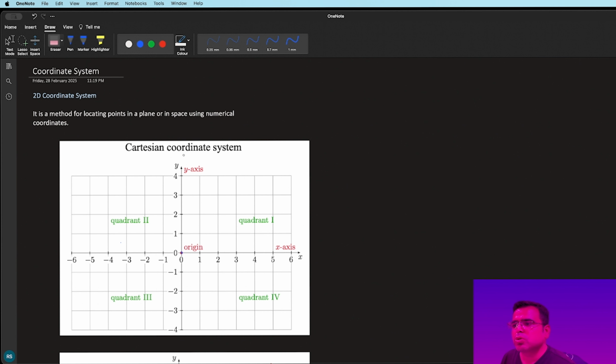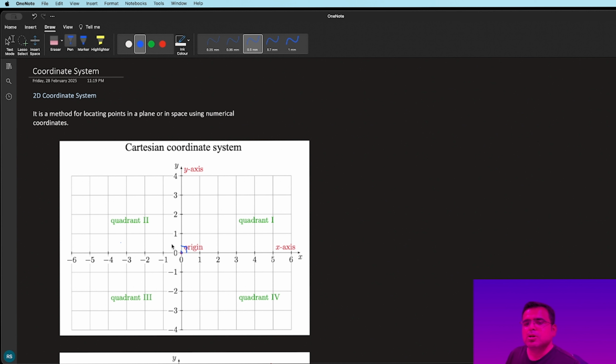Okay. So what I will be doing is I will draw a vertical axis that we call the y-axis and a horizontal axis that we call the x-axis. When we combine these two axes, their point of intersection is called the origin, and both lines will be perpendicular to each other. That means the angle between these two lines will be 90 degrees.